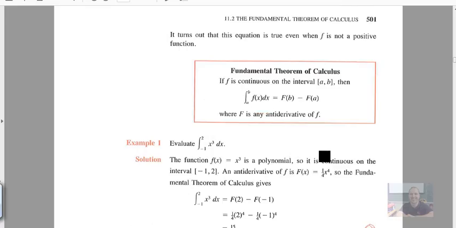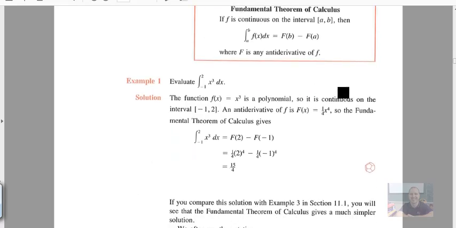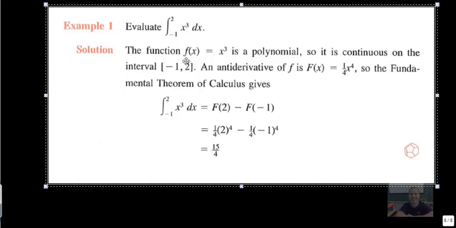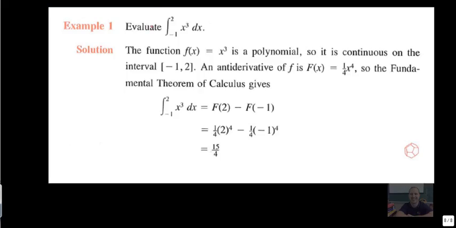So here's our example number 1, which we'll take a closer look at. In this example, it says, evaluate this. Now remember, evaluate means give a number answer. So we do have limits of integration here. So this is a definite integral, so we're going to be able to find an actual number.